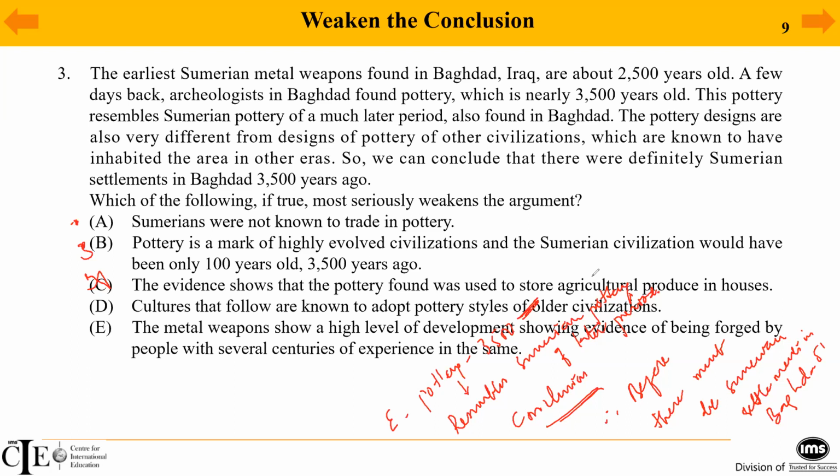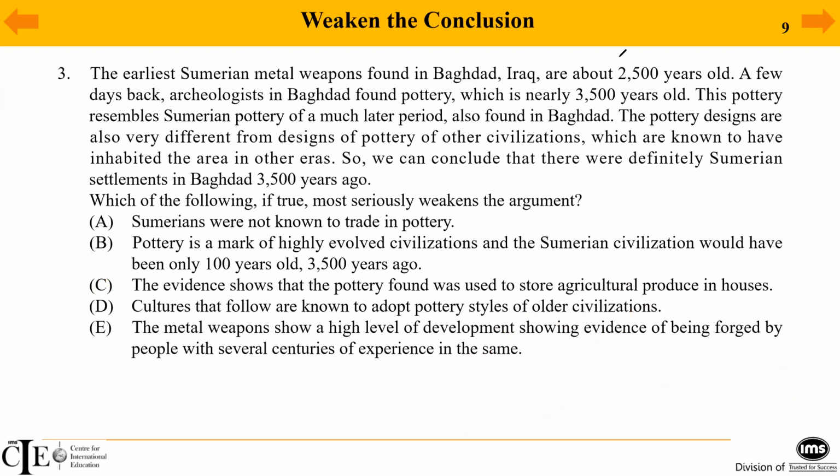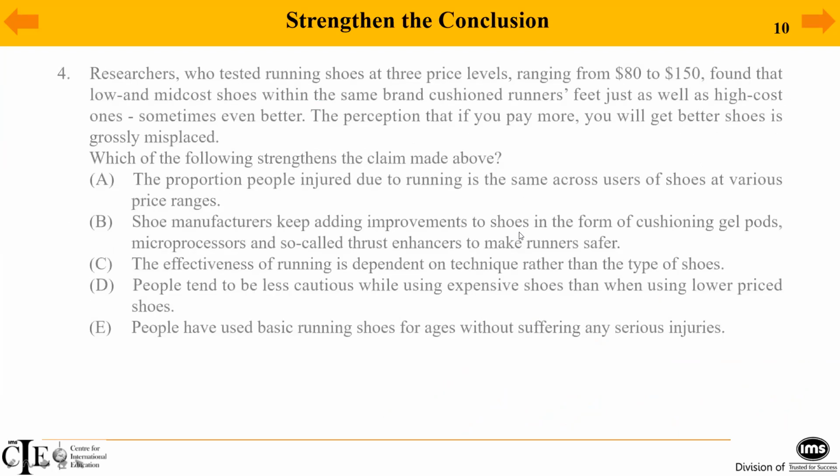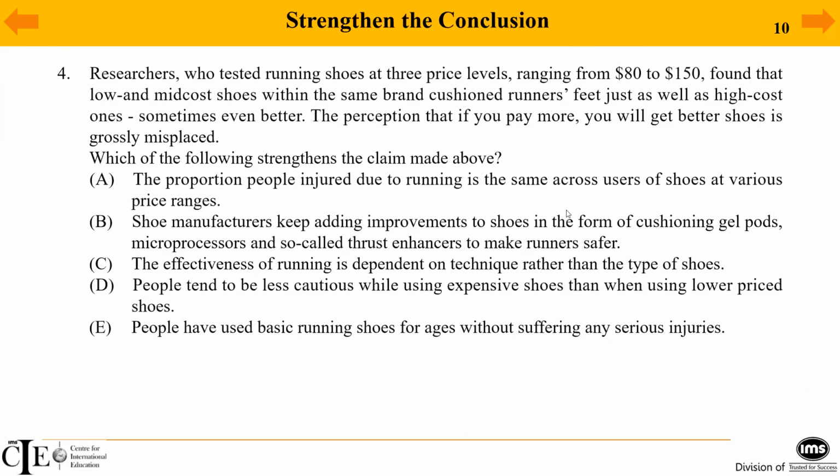E says metal weapons show the experience of centuries, but it doesn't talk about Sumerians, and it doesn't prove anything about Sumerians. So pottery is the evidence. So we need to focus on those kinds of answers only. Question number 4. This is a strengthen question. You have to strengthen this.